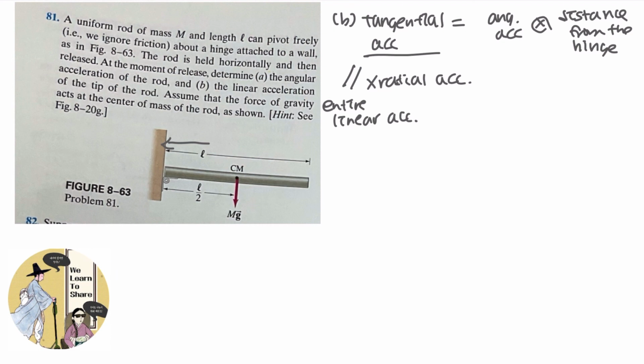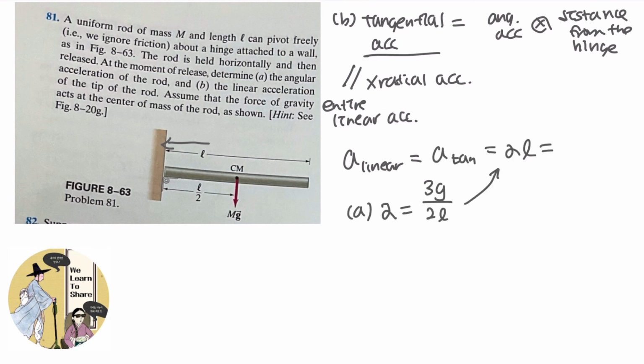Therefore, we can write a formula like this: a linear would be equal to the tangential acceleration, which, if you substitute this value into this formula, would be 3g over 2L times L, so 3/2 g. Note that this is bigger than the free fall acceleration of g.